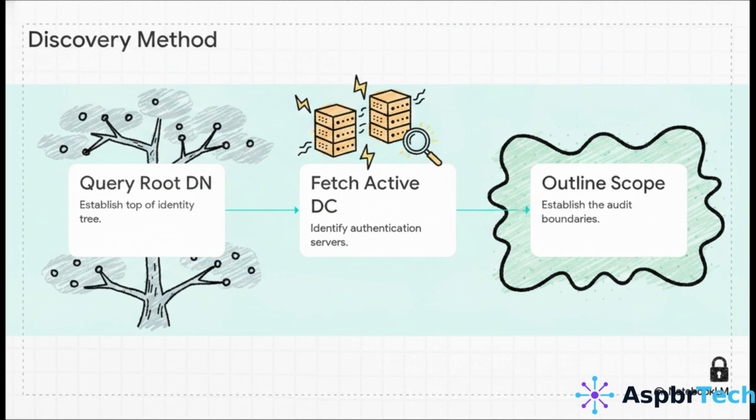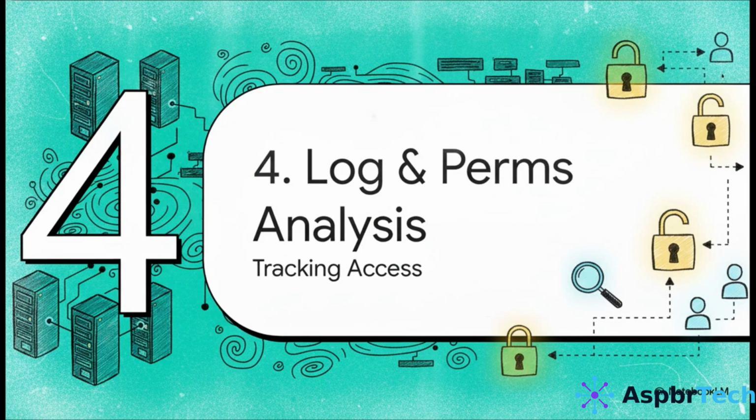Step 3. Outline the audit scope. By combining steps 1 and 2, you've successfully mapped your target layout. You now have the precise boundaries of your audit scope totally locked in before any risk analysis even starts. Which leads us perfectly into Section 4, log analysis and permissions.